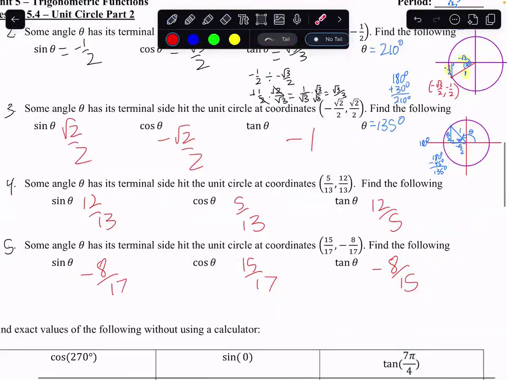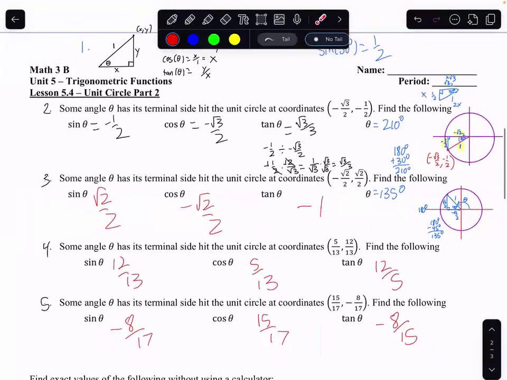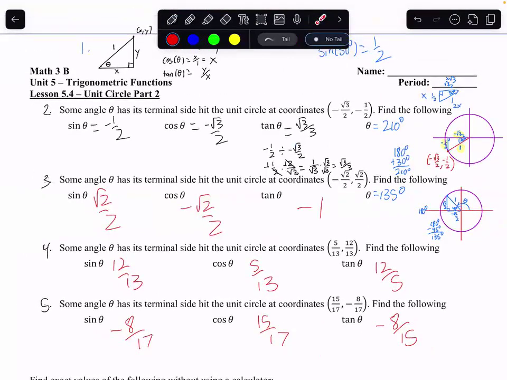For the other two problems in this section, you notice I did not ask you for the angle theta, because we can't get that without a calculator, since these numbers are not part of a special right triangle. They're not patterns that we've memorized. Any questions on the top half of this side?